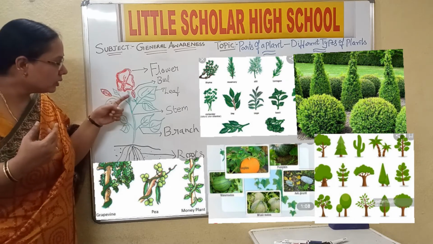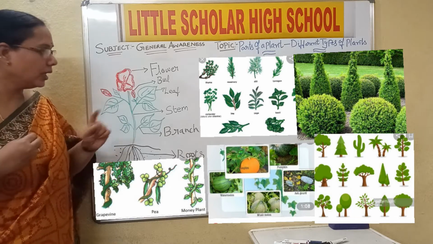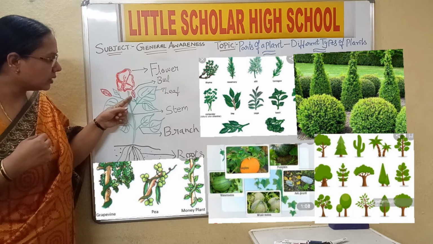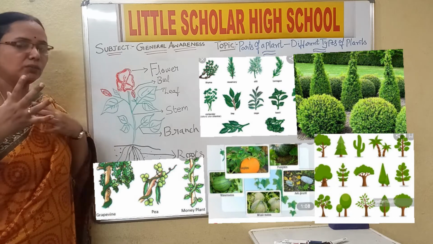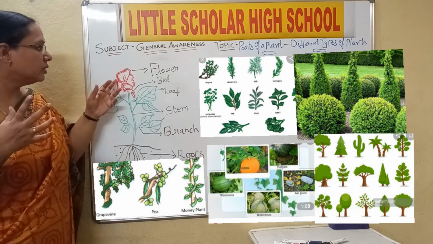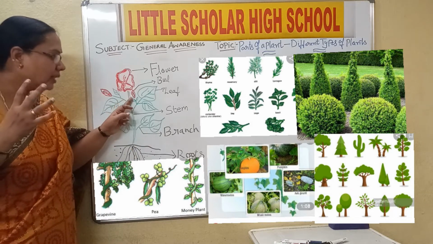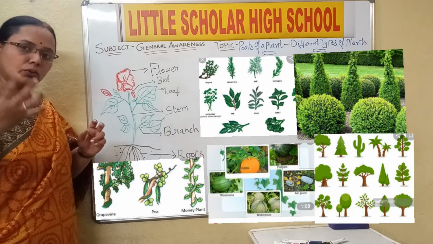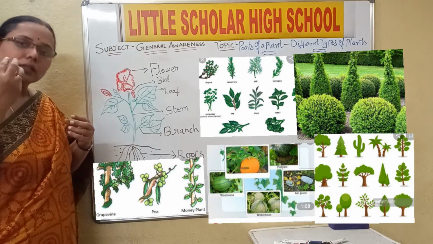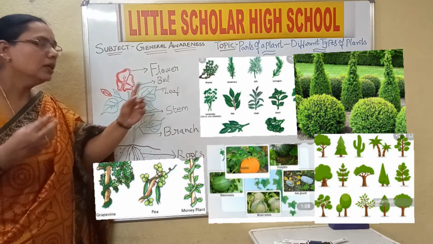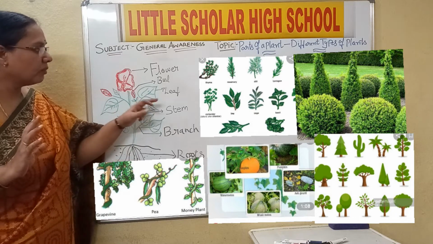Now the next one, the small one that you can see, is called a bud. The bud grows and then becomes a flower. Children, a flower will not just grow up like that. First it is the bud. The bud will develop into a flower. The bud grows into a flower.